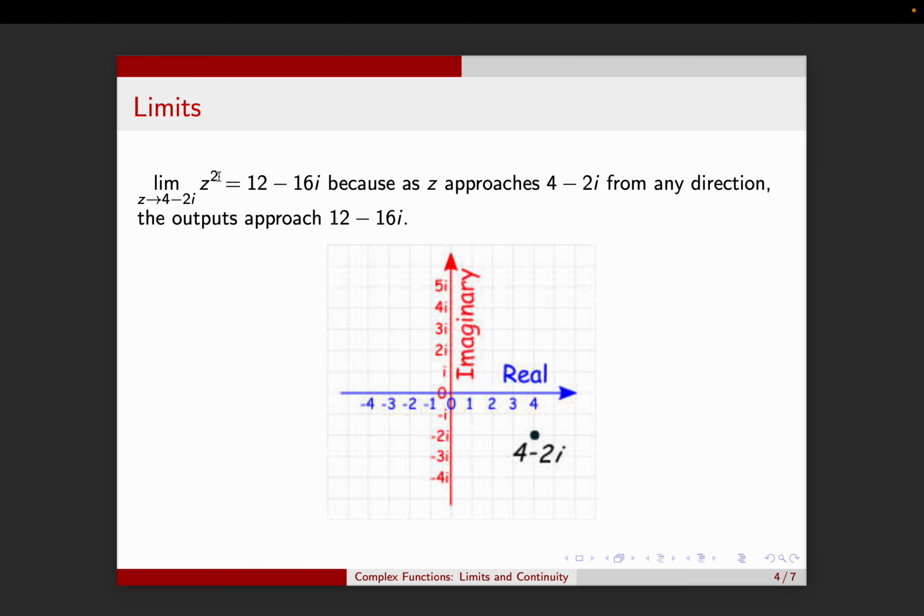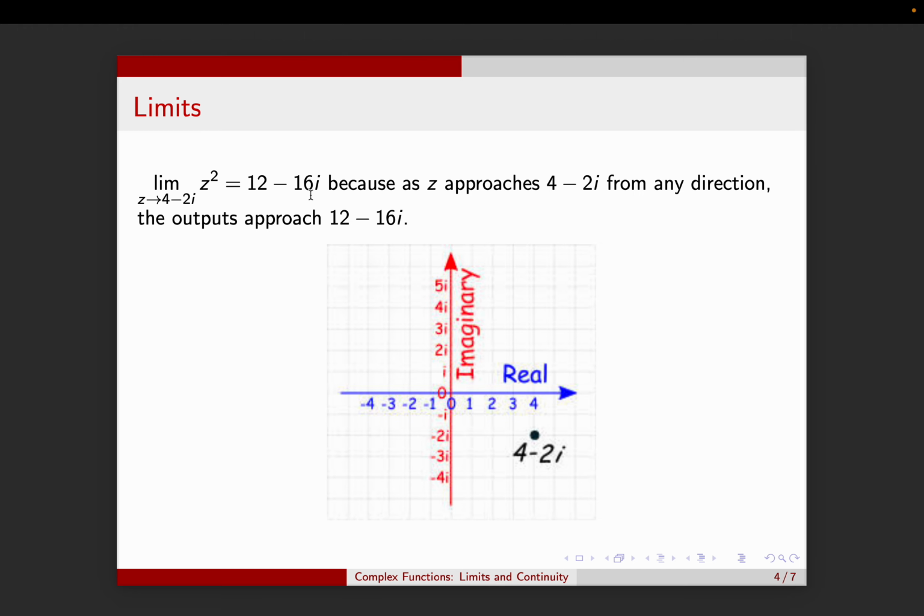And you can convince yourself of this in a number of ways, but probably the easiest thing to do would just be take complex numbers really close to 4 minus 2i and square them and just see where those outputs are going. It's pretty clear they're going to go towards 12 minus 16i. I'm not proving that to you formally. I'm just saying you could convince yourself of that with some playing around. But the point I want to make here is there are many ways you can walk towards 4 minus 2i. No matter how you approach 4 minus 2i, the outputs need to approach 12 minus 16i to make this limit equation true.